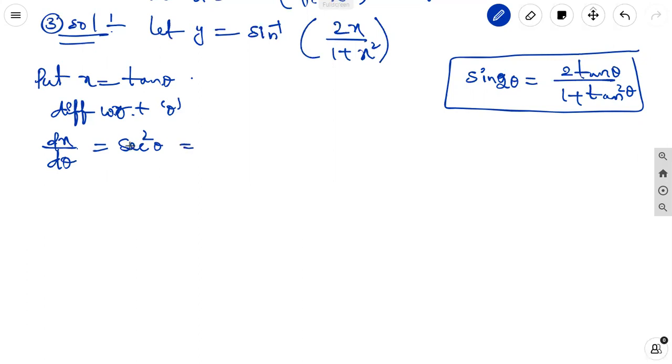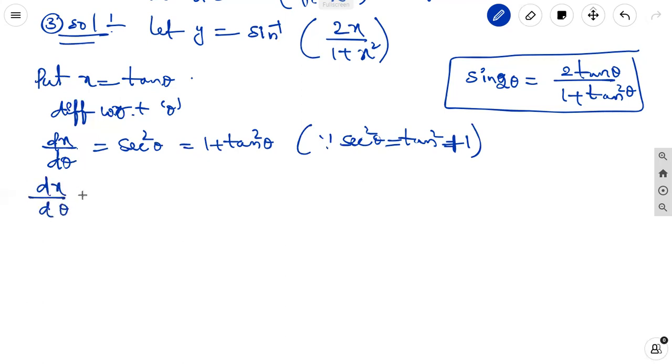Secant square theta is again converted into tan, that is 1 plus tan square theta, by the identity secant square theta minus tan square theta equal to 1, or secant square theta equal to tan square theta plus 1. So we know that tan theta equal to x. Here clearly dx by d theta equal to 1 plus x square. From this, d theta by dx equal to 1 by 1 plus x square.